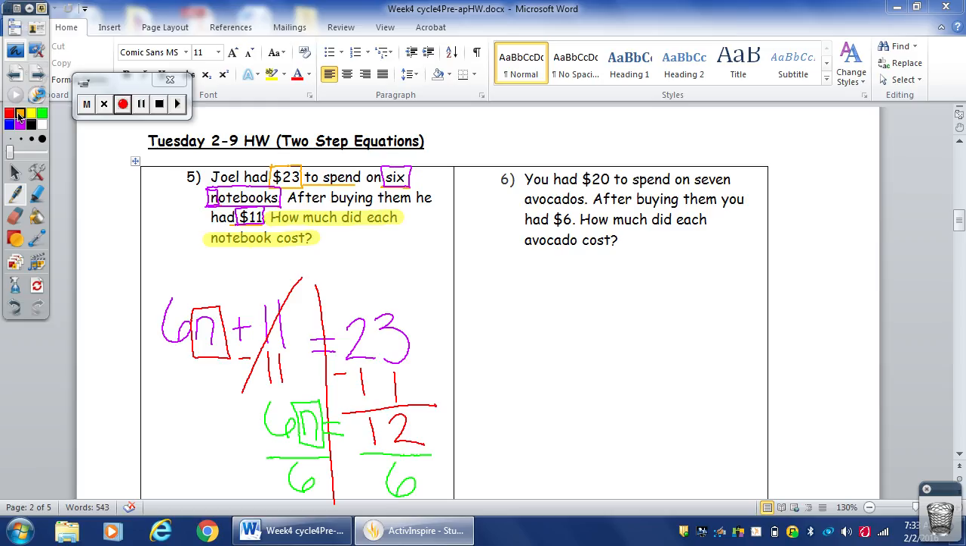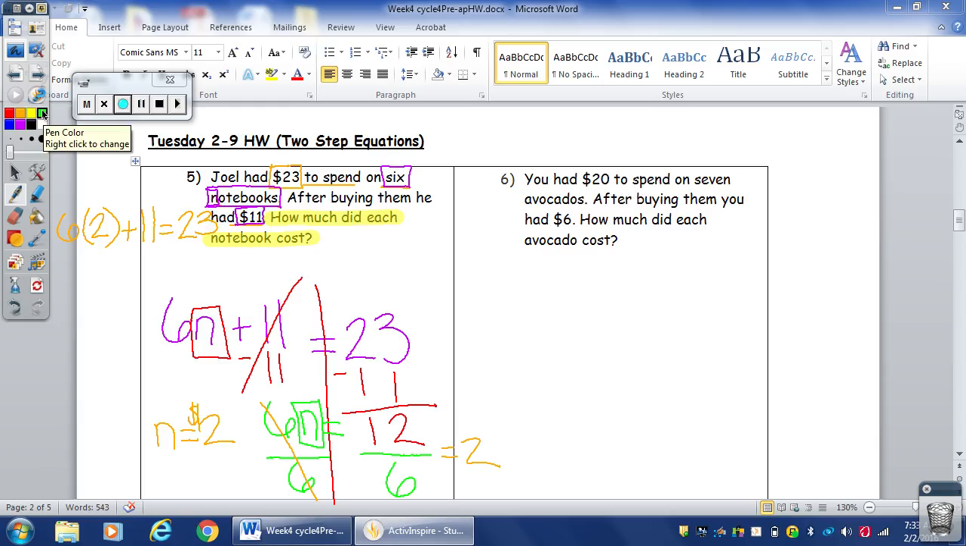And I know 6 divided by 6 is 1, which gives me just 1n, which I already have. And then 12 divided by 6 is 2. So I know that the value of n equals 2. Okay? And it's always then a good idea to check yourself. If my equation was 6 times the number of notebooks, so let's see, I said it was $2, and then plus 11, it should equal 23, but let's see.